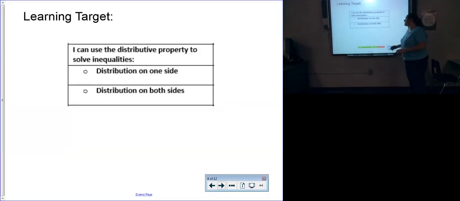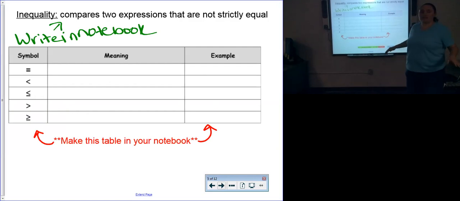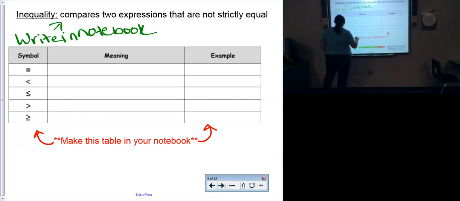All right, so today our goal is to be able to distribute on one and both sides of inequalities. So everything that's going to be on this slide, write it down. Inequalities compare two expressions that are not strictly equal. You will need this table.